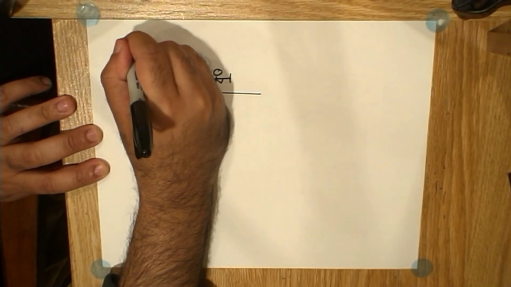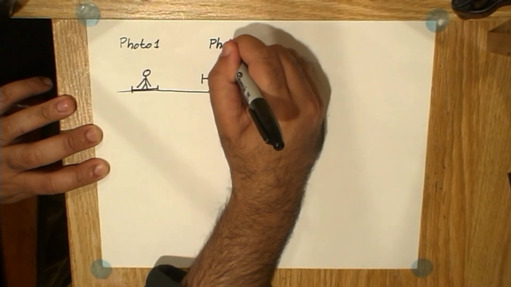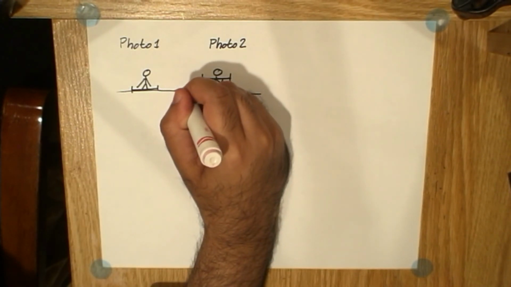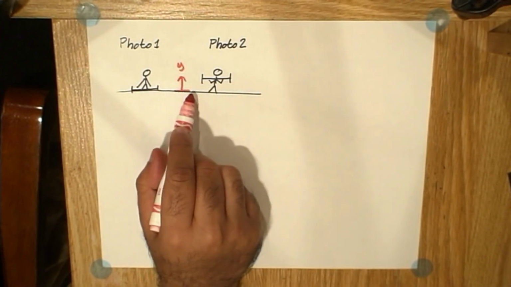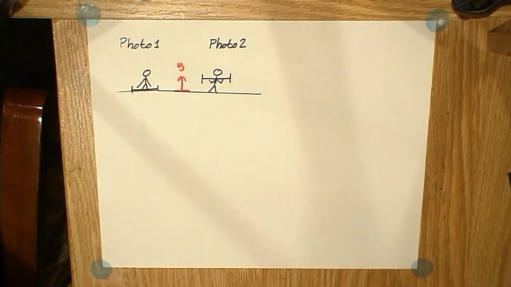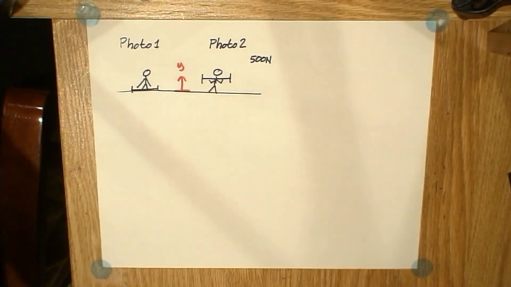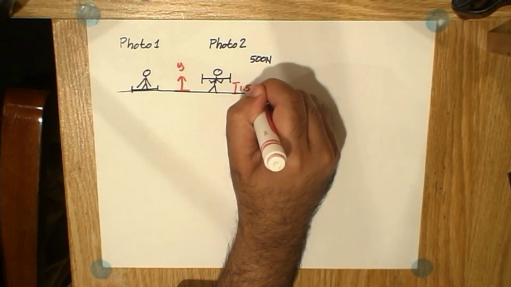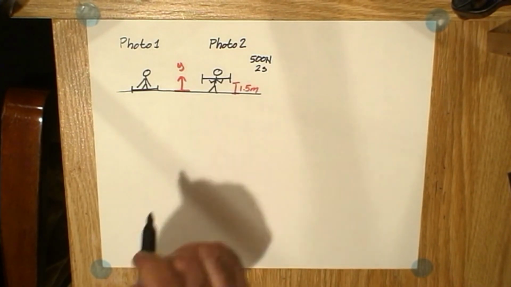So photo 1 corresponds to the barbell being on the ground, and photo 2 corresponds to it being lifted off the ground. I'm going to set upwards as being the positive direction, and I'm going to set the origin as being the ground. The weightlifter exerted a force of 500 newtons, and the distance that the barbell traveled off the ground was 1.5 meters. The weightlifter took 2 seconds to elevate the barbell.